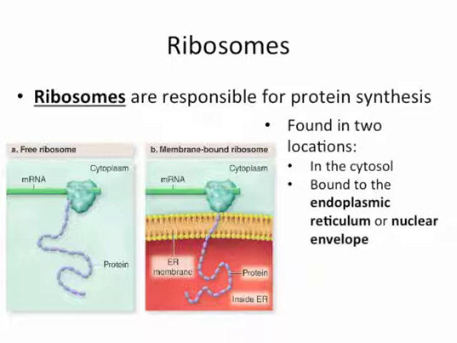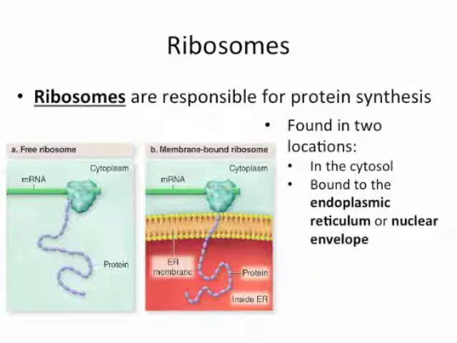So if you're going to make a protein that's going to function inside the nucleus, it makes sense to make it on the nuclear envelope and actually have the protein fold and be produced inside of the nucleus. We're going to see that proteins made in the endoplasmic reticulum are going to be proteins that you're going to excrete at some point. So ribosomes, responsible for protein synthesis, are found in multiple locations.